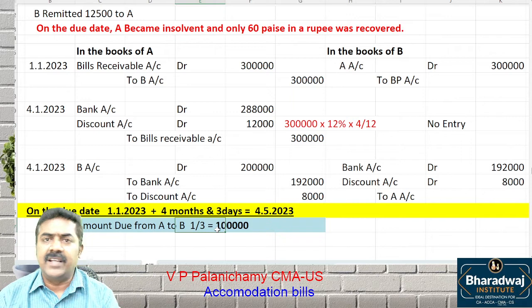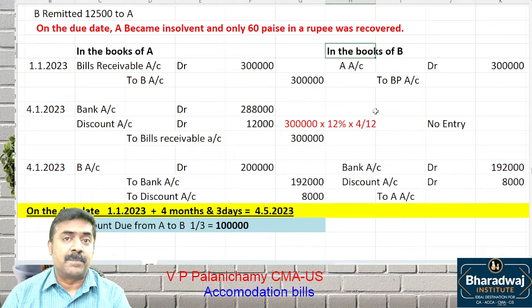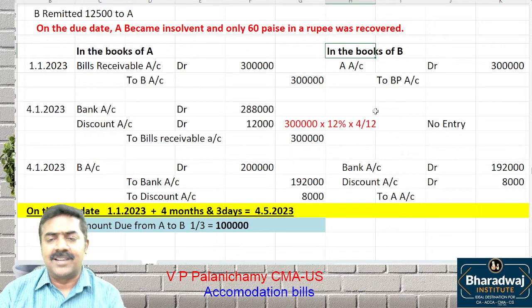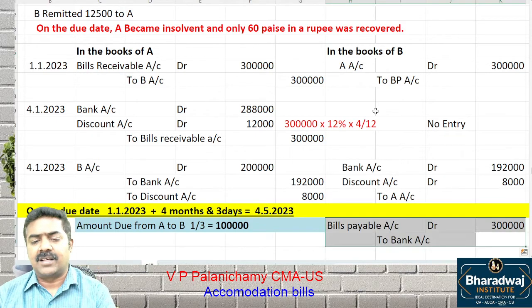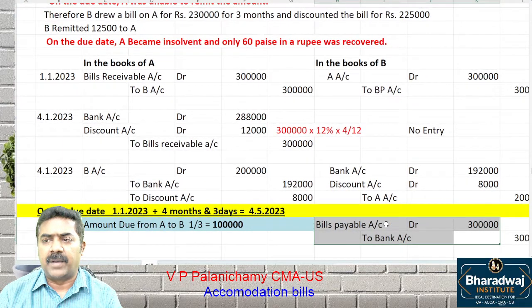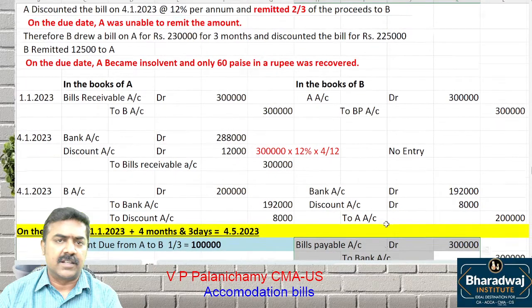Are we sending it? No, we are not sending it. But the other party has to pay the bill, because the acceptor has to pay the bill. It is between A and B. Sending or not sending doesn't matter. Bank will collect money from B, bills payable accounted out to bank. How much the other party should pay? 3 lakhs.